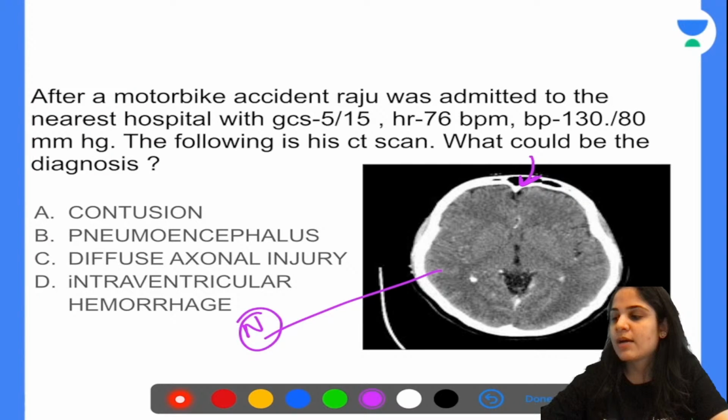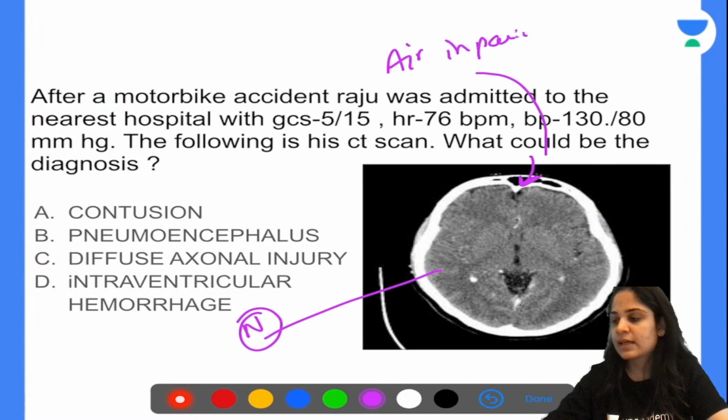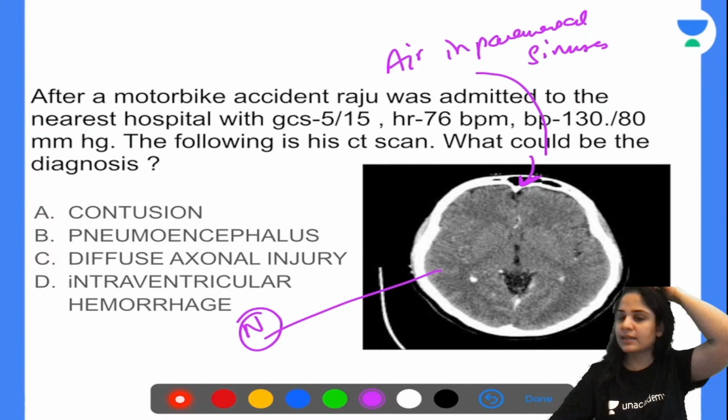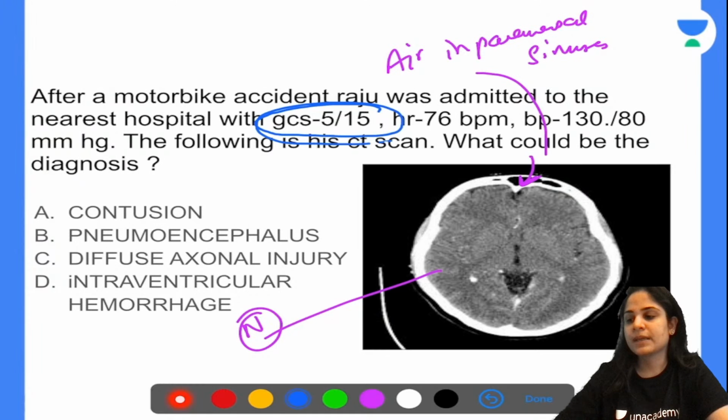So if you have a normal looking CT scan, you're not able to see anywhere where the blood is there or any kind of injury to the bone, nothing. But if you look at the condition of the patient, the patient is having a GCS of 5 by 15. So this is not explained. You can't see anything wrong with the CT brain, but the GCS is 5 by 15. So in this case, the only answer is diffuse axonal injury.